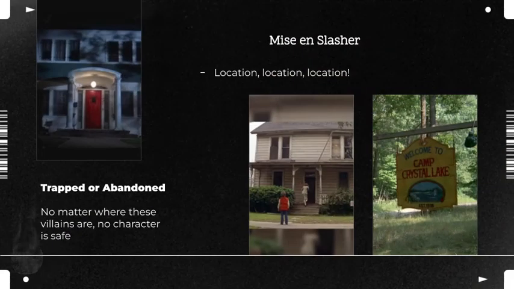A person's home is the quintessential idea symbolizing a safe space. In both Halloween and Nightmare on Elm Street, the mise-en-scène included the violation of this idea by shooting within the character's home. Comparatively, Friday the 13th places their characters at Camp Crystal Lake, an isolated location where no one can hear them scream.